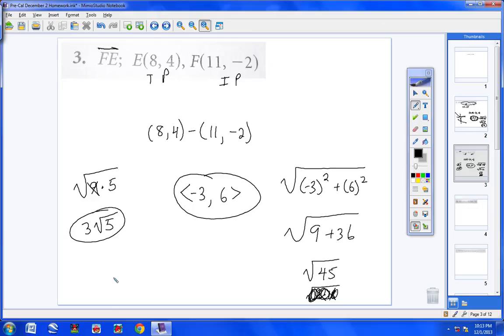And so there's your magnitude, okay? 3 square root of 5 is the exact same thing as the square root of 45. And this really is the answer you need to have, okay? In pre-cal by now, you should definitely be simplifying your radicals.